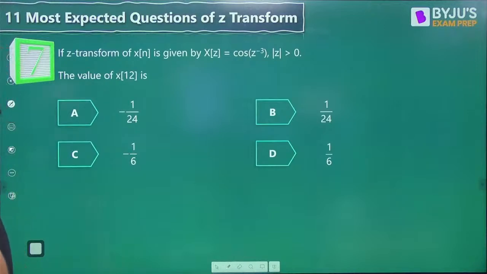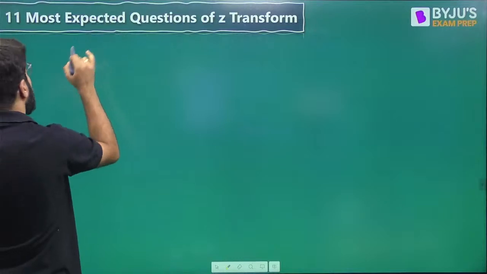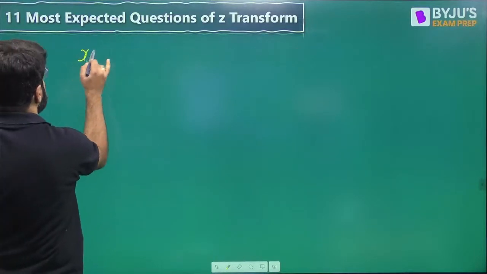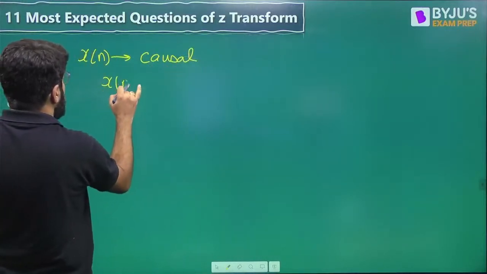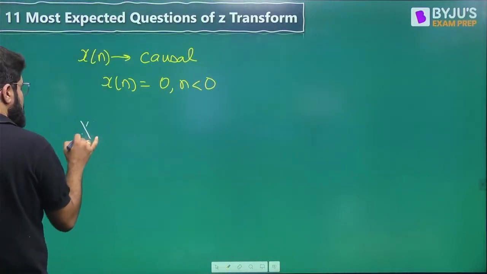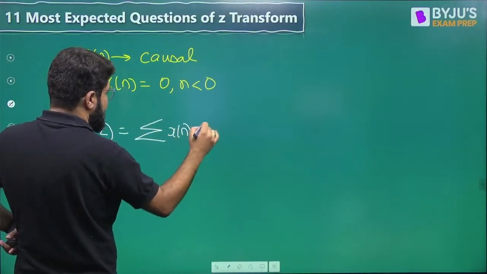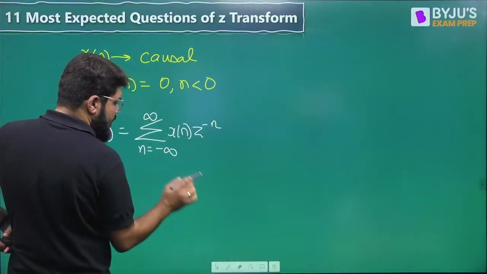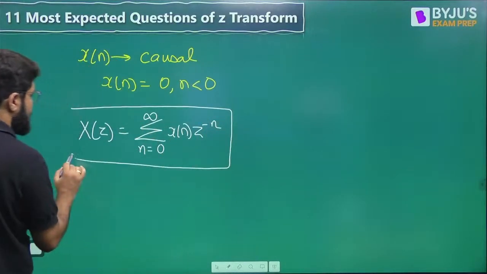Chalo guys, what should be the value of x12? Now, listen, one more important lesson to learn here is with respect to causal sequences. Suppose x[n] is causal, that means x[n] is equal to 0 for n less than 0. So what will be the Z transform? The Z transform of a causal sequence, the general formula, is the summation of x[n] z raised to the power minus n from n equal to minus infinity to infinity. But because it is causal, I will use the summation from 0 to infinity.